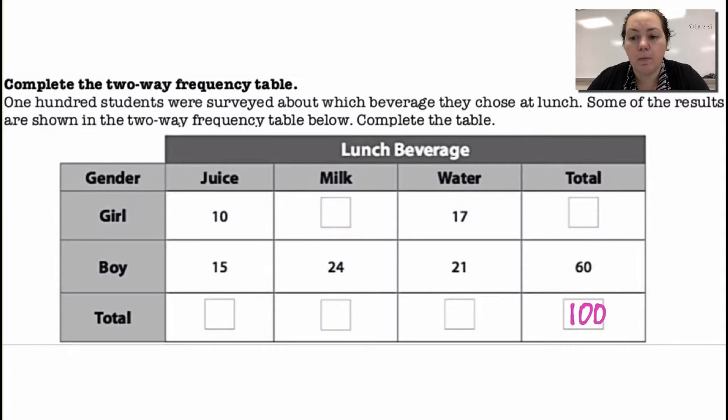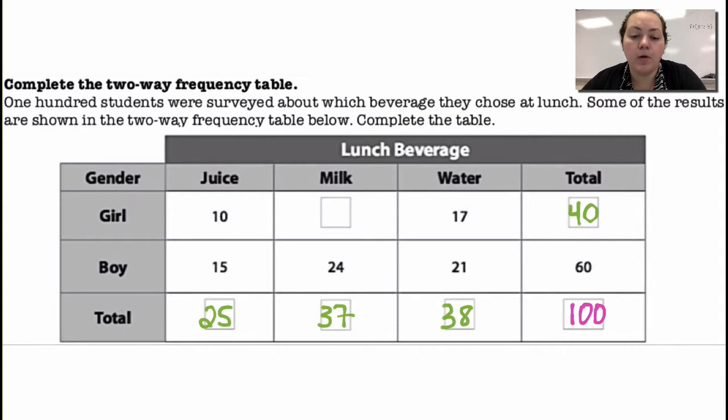If I did 17 plus 21, I get 38. If I do 100 minus 60, I get 40. So that piece there must have been 40. I could do 10 plus 15, and that gives me 25. Well, I have 25, 38, and then a blank, and I know that that has to add up to 100. So if I do 100 minus 38 and minus 25, I end up with 37.